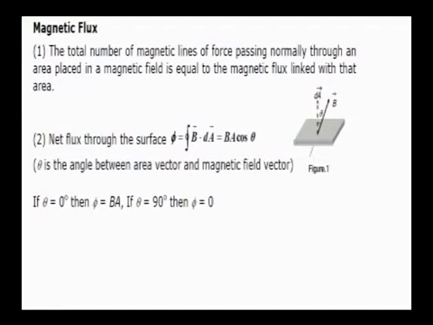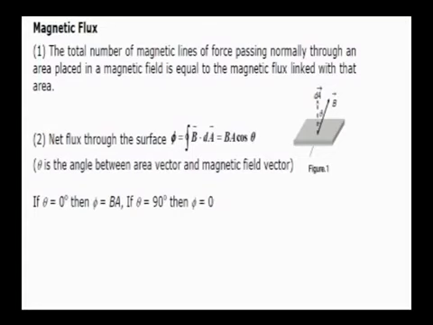You might have heard about the electric flux in your second PUC electrostatics unit itself. I go with magnetic flux in the beginning here. Magnetic flux and electric flux are almost similar topics. The difference is electric flux deals with the flow of the field lines through a surface, whereas magnetic flux deals with the flow of the magnetic field lines through the surface.